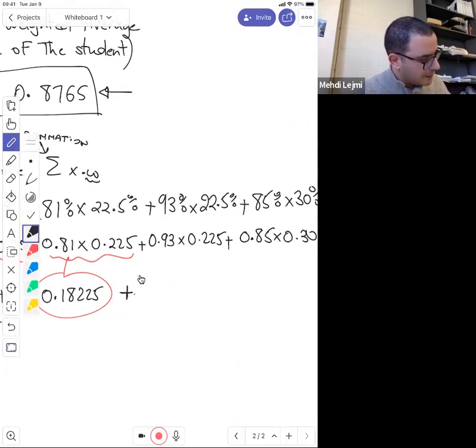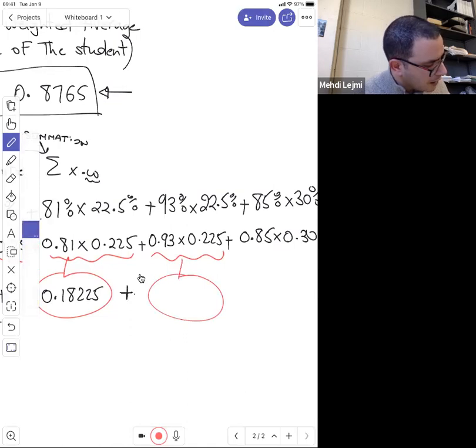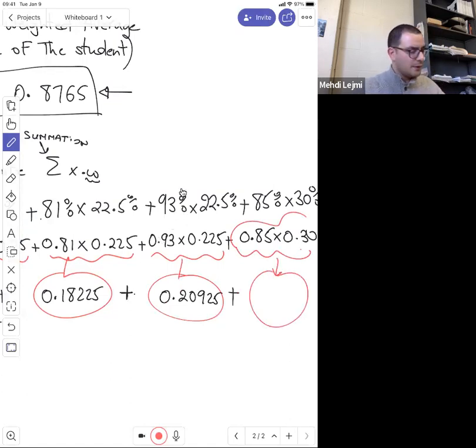Plus, and then we got this 0.93 times this 0.225. So that will be equal to 0.20925, right? Plus, and then the 0.85, right? 0.85 times 0.30. So that will be equal to actually 0.255. So this is 0.255, right?